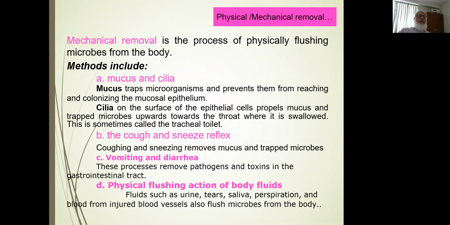Mechanical removal is the process of physically flushing microbes from the body. Methods include mucus and cilia. Mucus traps the organism, and cilia propel the trapped organism towards the throat where it is swallowed. This is sometimes called the tracheal toilet. The cough and sneezing reflex removes mucus and trapped microbes. Vomiting and diarrhea are also helpful; this process removes pathogens and toxins in the GI tract.